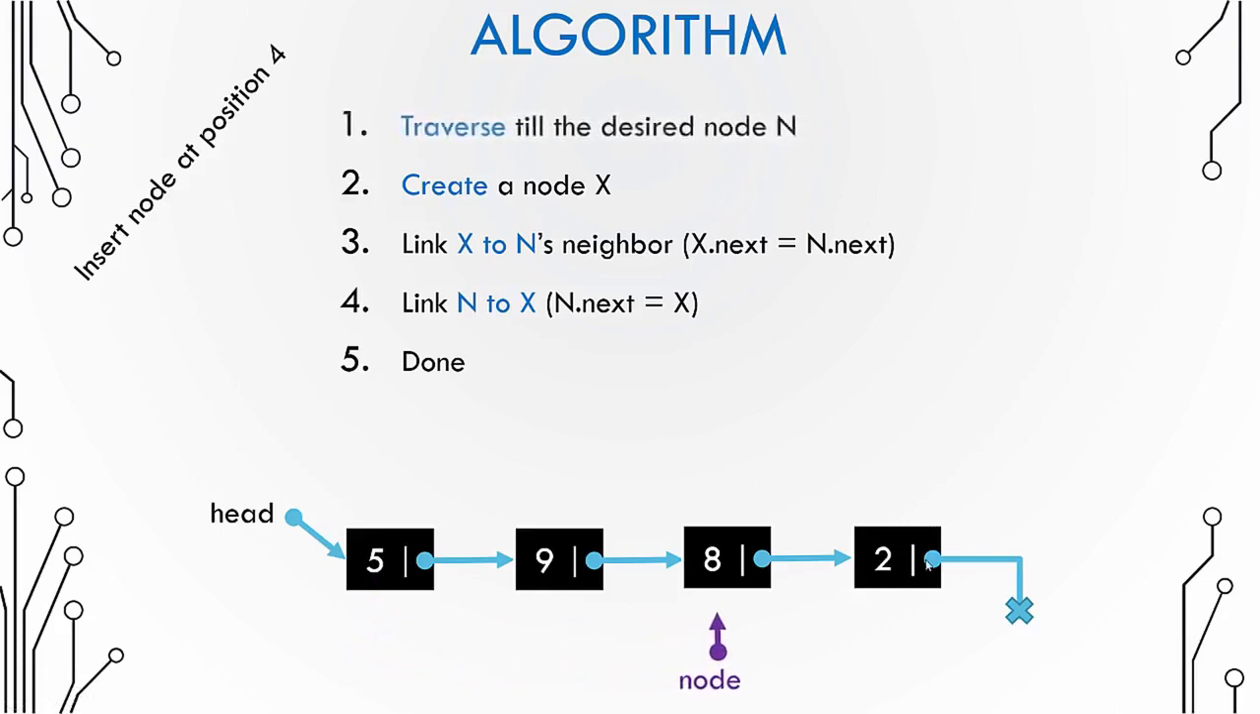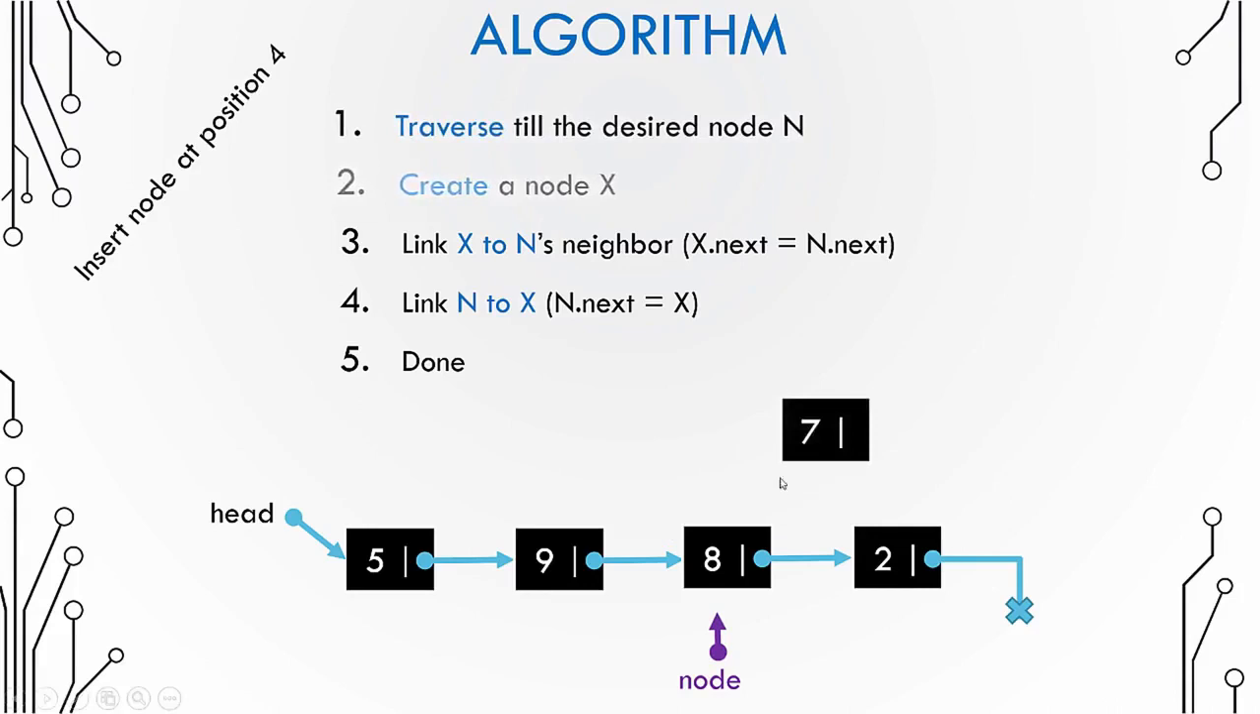In this case, it would be 8, because you need to go to the node after which the new node is to be added. Since it is specified that the new node should be put at position number 4, it means that it should come after this node 8. So we traverse till the node 8, and then the next step is to create the new node.